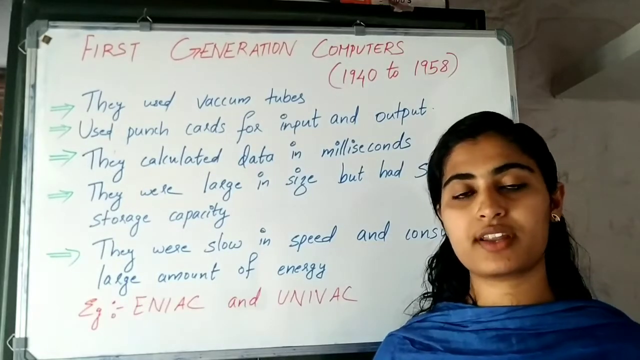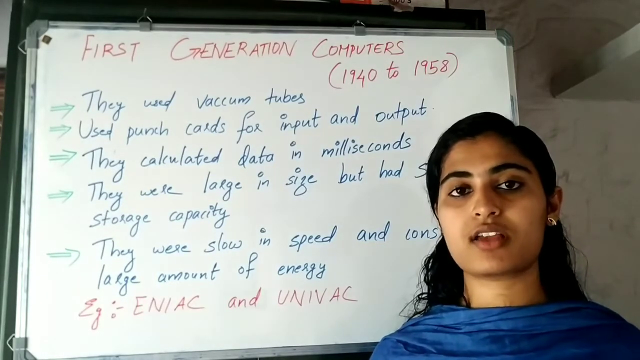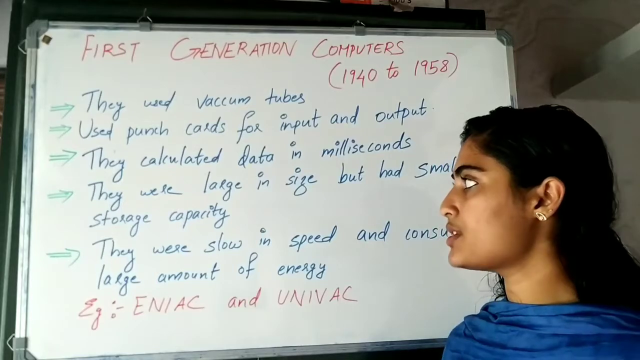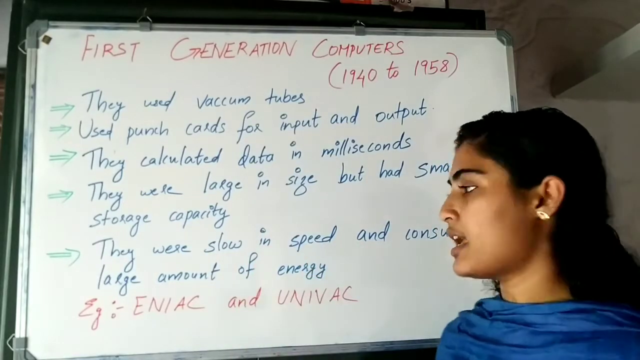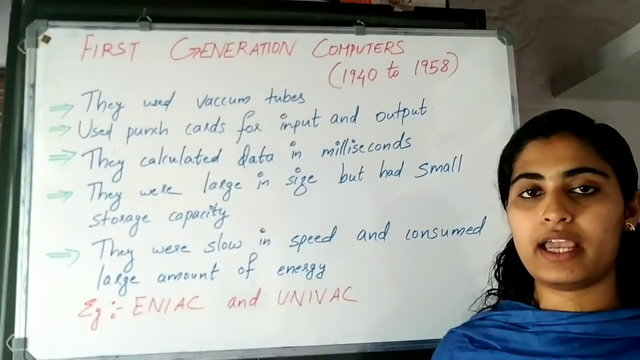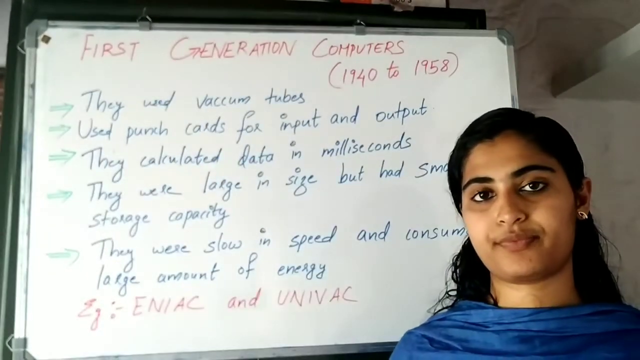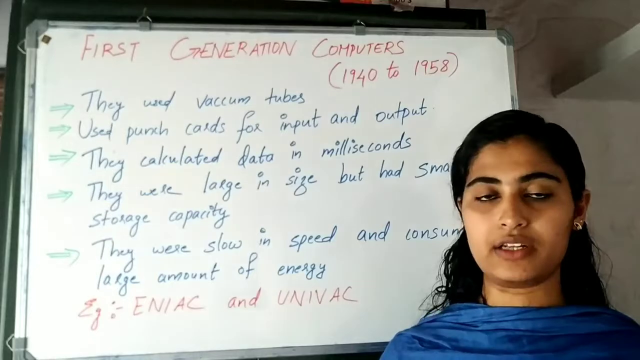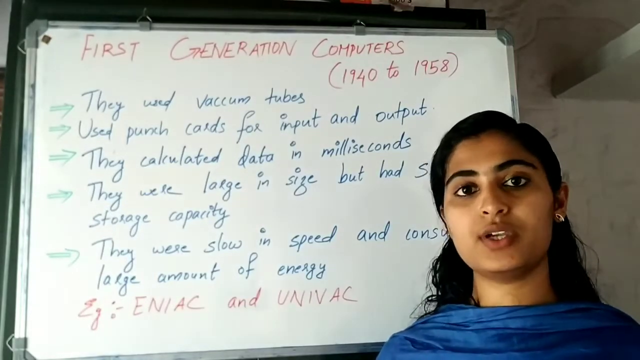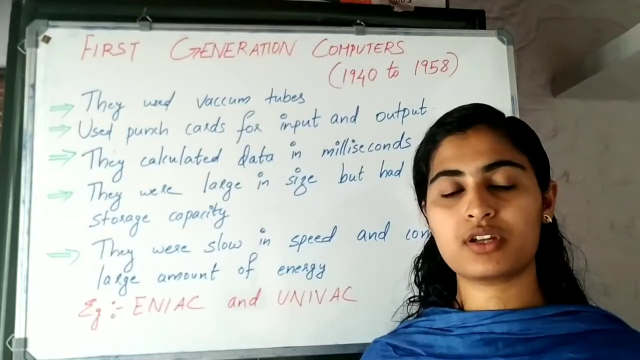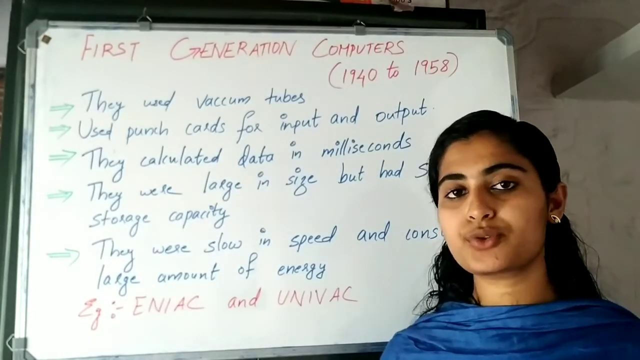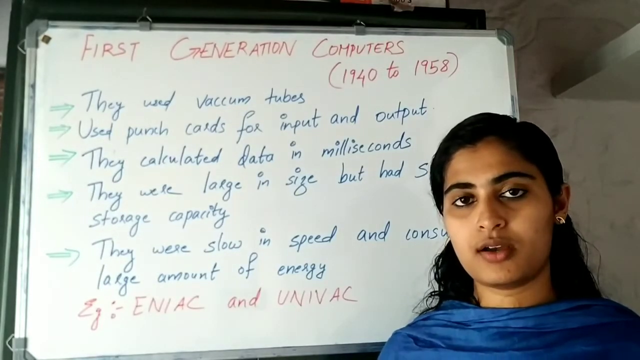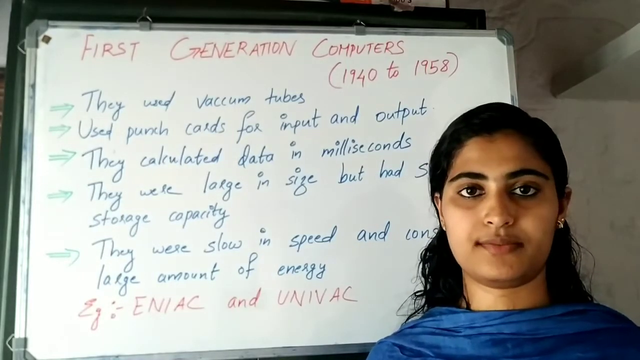So first generation computers were large in size, but their storage capacity was very small. Then what is the next point? They were slow in speed and consumed a large amount of energy. Their speed was very slow, but they required a large amount of energy. In earlier days we could not do the complex calculations that we do nowadays. Computers in those days could do only simple calculations, and their speed was also very slow, but they required a large amount of energy.